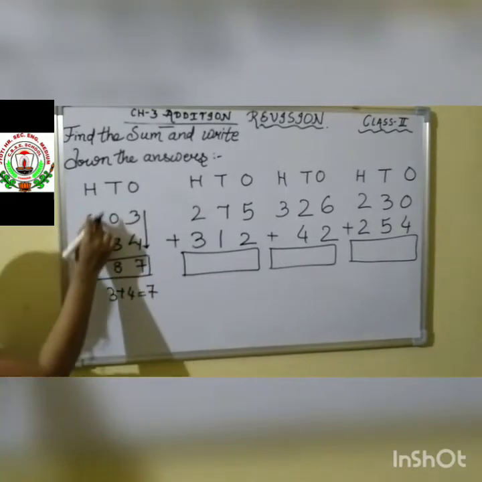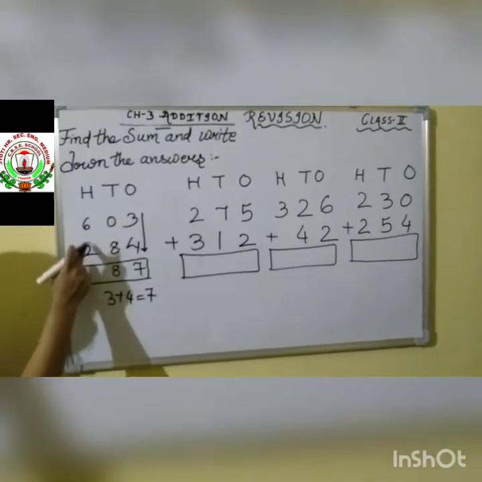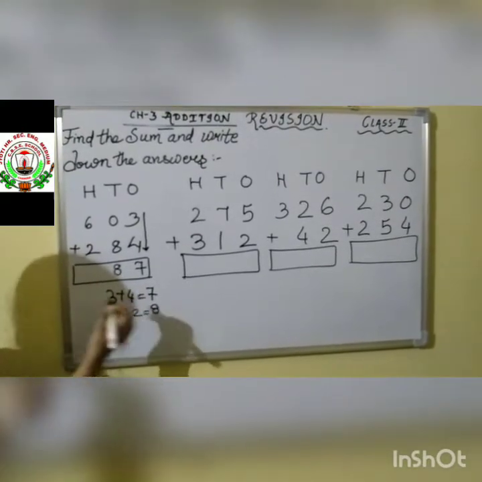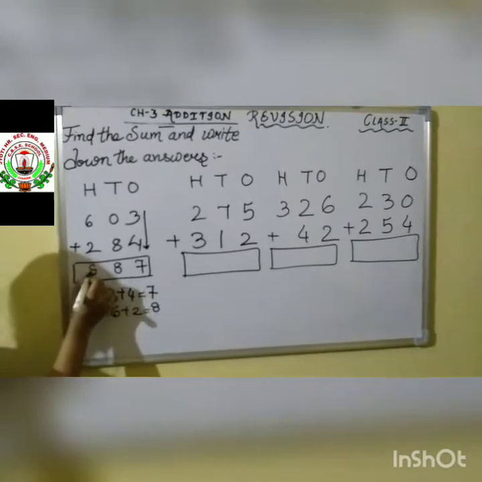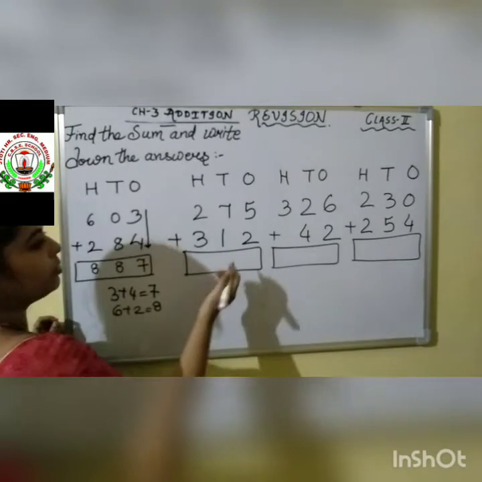Next, hundreds place. We have 6 and 2. What do we have, children? 6 and 2. If we have to add 6 and 2, which number will come? 8. So this 8 we will write down here under the hundreds place like this. Understood, children? Let us do more questions.